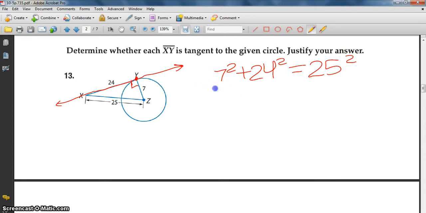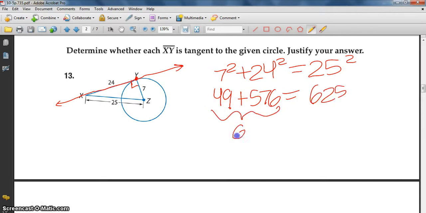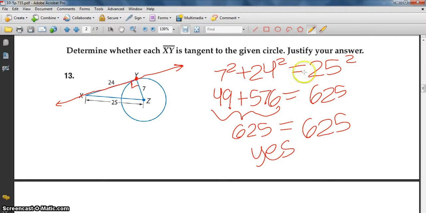So, square each of these, we get 49, 576, and 625. And our sum here is also equal to 625. Therefore, yes, XY is tangent.